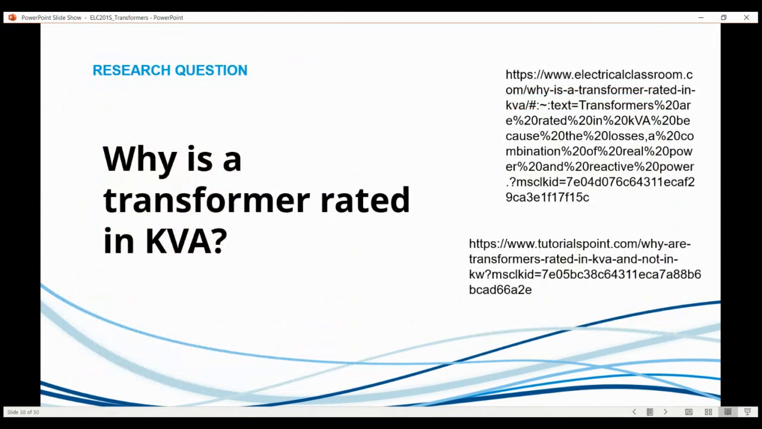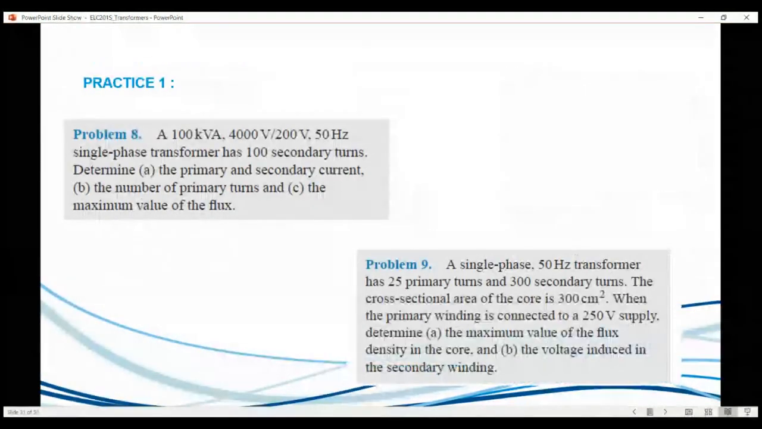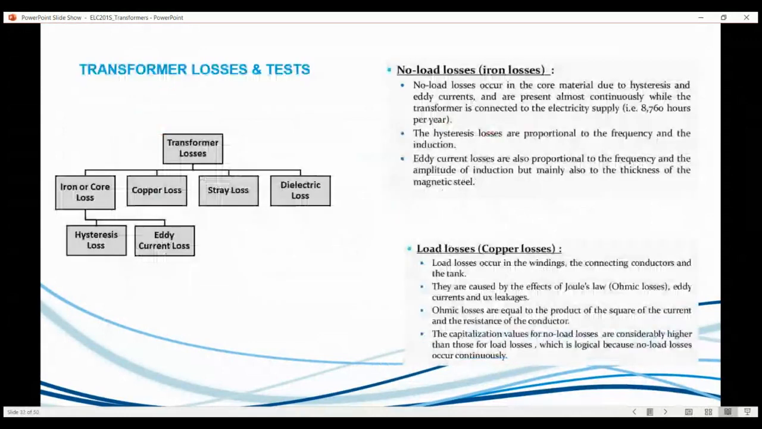Anyway, there is a question I'd like you to go research, which I posted on the slides: why is a transformer rated in kVA? It's more of a fun question for you to find out why it is not rated in kilowatts. Why are we talking kVA? I've posted the links for you to find it for yourself. It's an interesting question. I'm not sure if I'd ask that for orals, probably not, but we'll have a look at that. There are some more examples of cool stuff, but anyway.